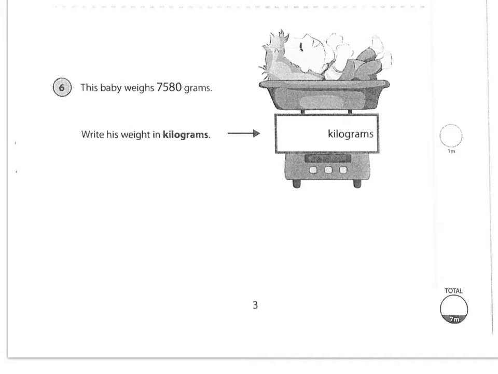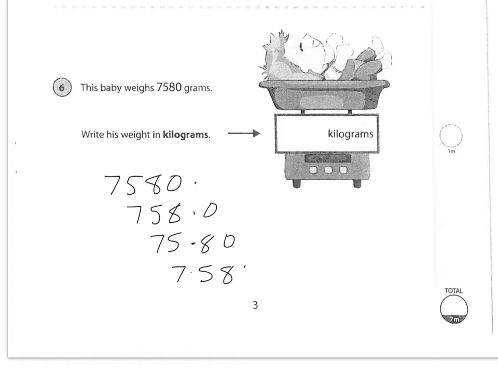This baby weighs 7,580 grams. Write his weight in kilograms. To turn grams into kilograms, we need to divide by 1,000. There are 2 different ways to go about this. I am a digit mover, so I would move the digits 3 places to the right, making them smaller. That's moving it once, twice, and finally 3 times. We would get 7.580, and we are allowed to leave out the 0 if we wish.